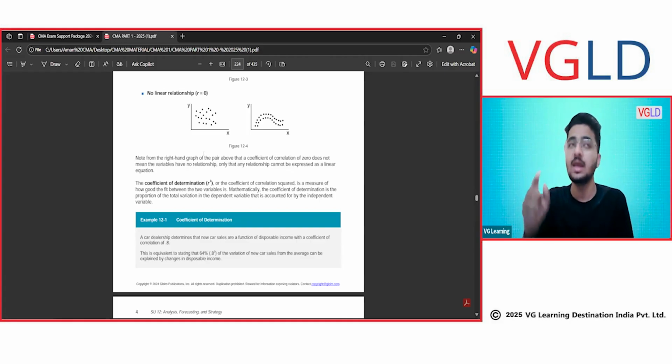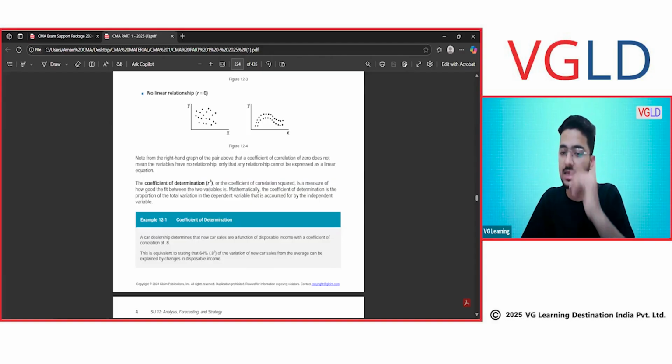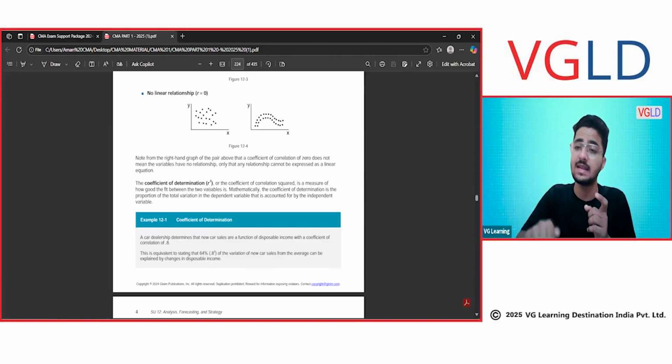That's known as R. Now what if I square that R? It becomes the coefficient of determination. You can also say the square of the coefficient of correlation is a measure of how good the fit is between the two variables, basically how they both are working. Mathematically, the coefficient of determination is the proportion of the total variation in the dependent variable that is accounted for by the independent variable.